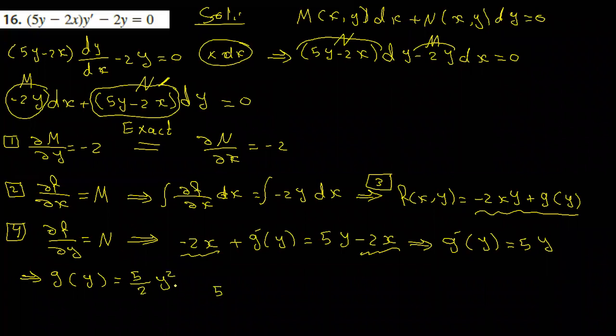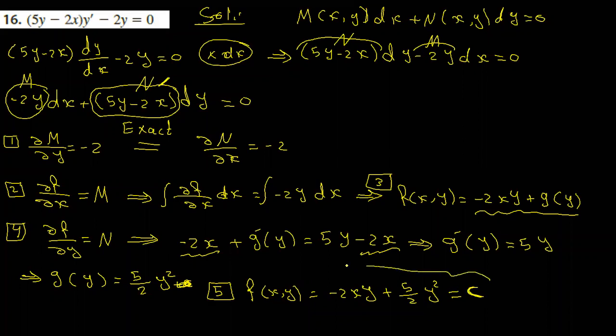Now, the fifth step: you can add a constant here, or you can leave it as 5 over 2 y squared. In the fifth step, my f, which I found in step number 3, equals -2xy, and the g(y), which I found in step number 4, which is plus 5 over 2 y squared. All of them must equal that constant c, and this constant has no x and no y at all. This is my solution.